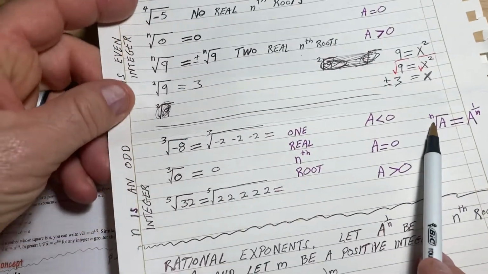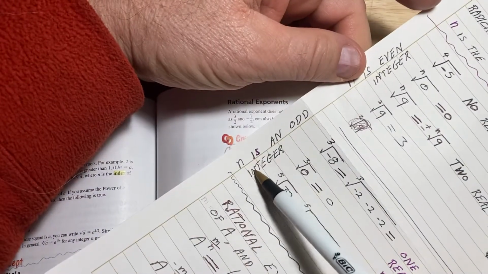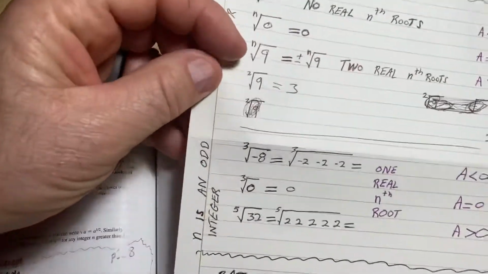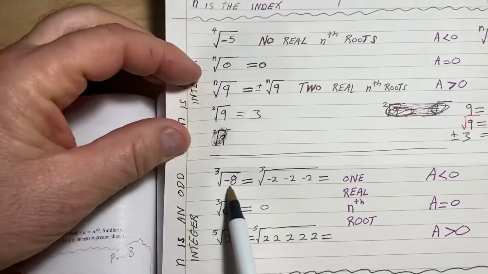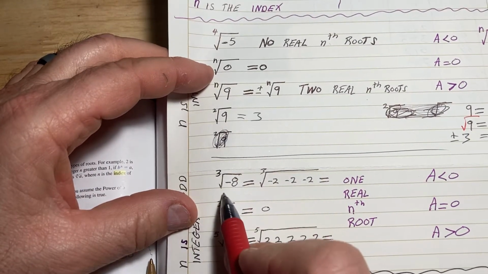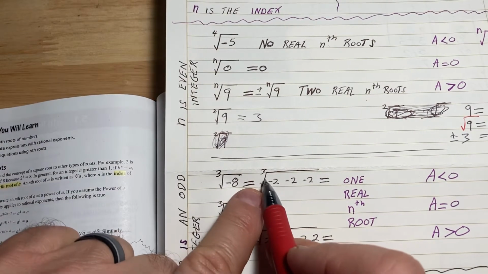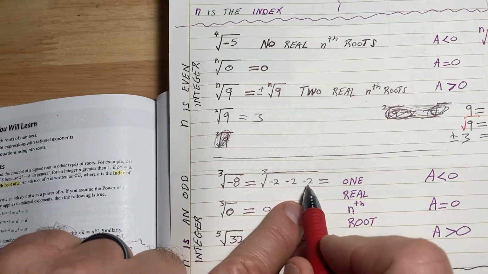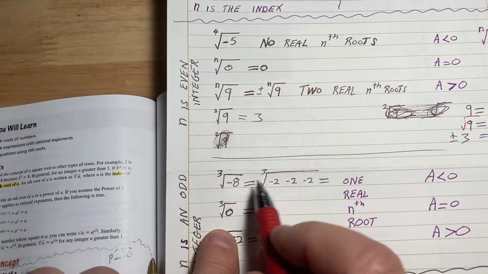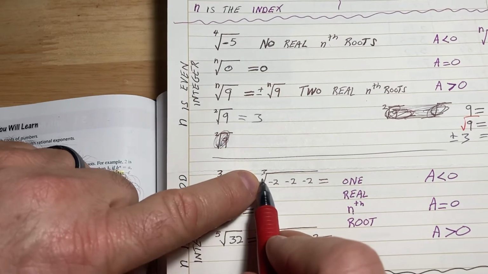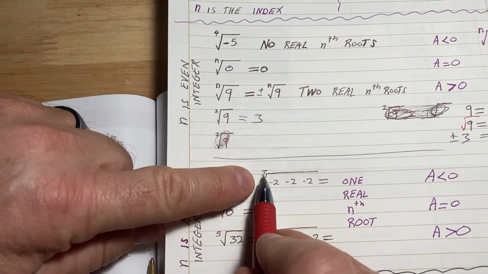What if you do the same thing when n is an odd integer? Do you get any different answers? Yeah. Look at this. The third root of negative 8. Basically you're asking, is there something that, when you multiply it 3 times, gives negative 8? Negative 2 times negative 2 times negative 2 is equal to negative 8. So instead of an identical pair, we're now looking for an identical triple.